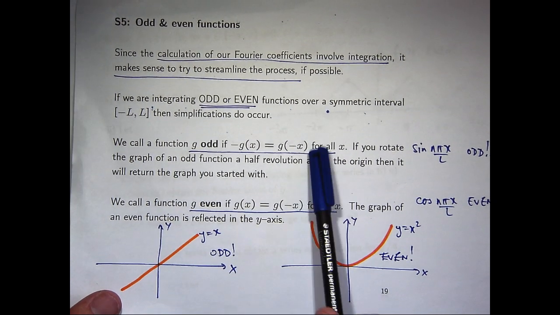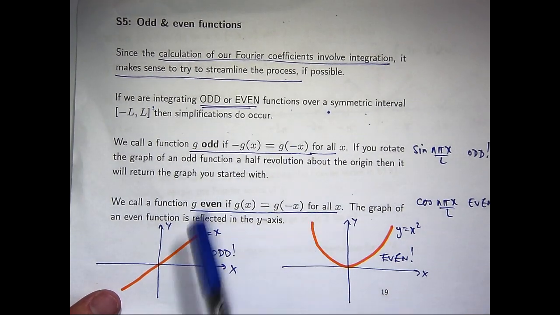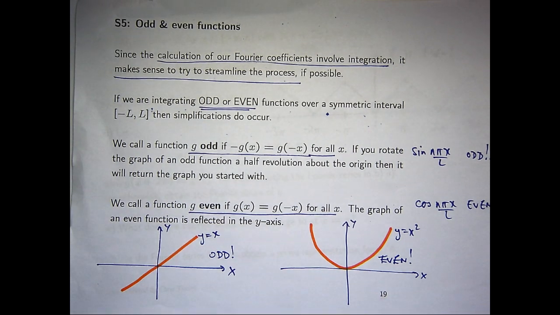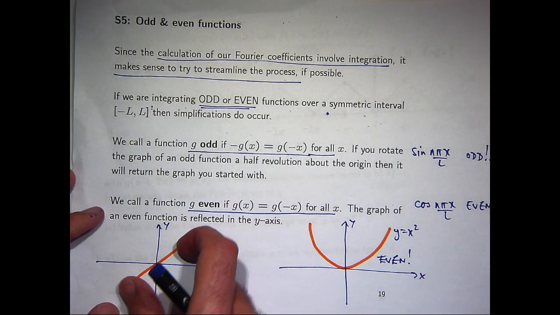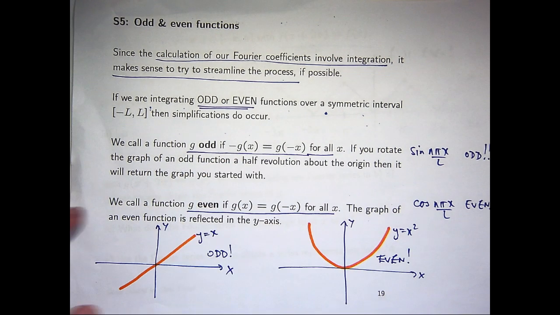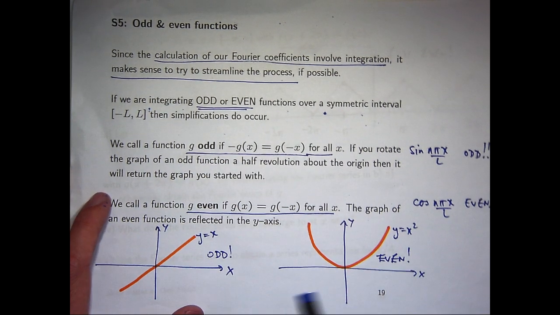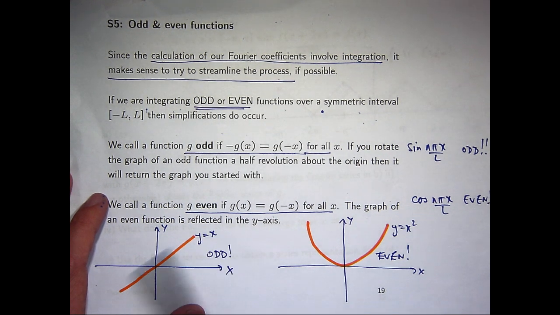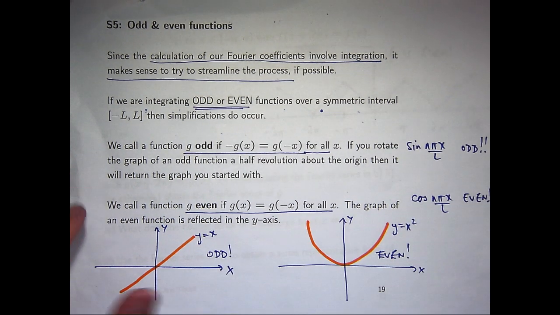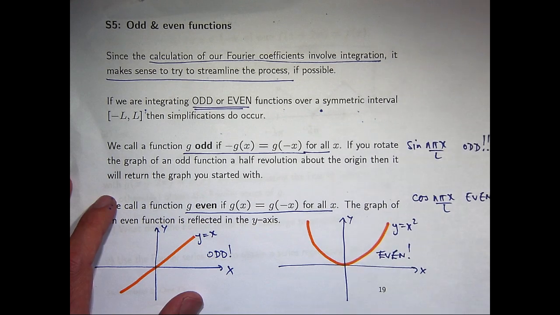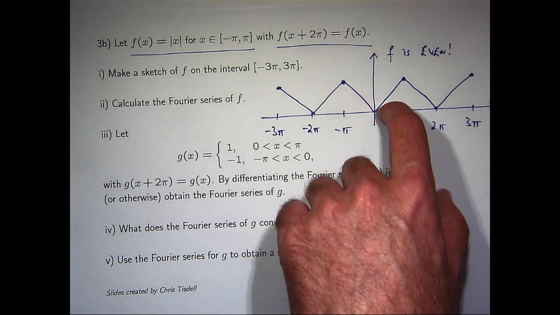You can contrast that with an odd function. You can tell whether you have an odd function or not: take the graph, rotate it 180 degrees. Do you get the same graph that you started with? If you do, then it's an odd function. So y equals x, that's an odd function. The sine function, that's also an odd function. So here we have an even function.